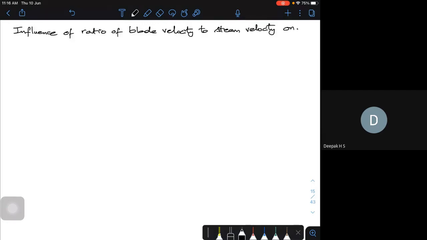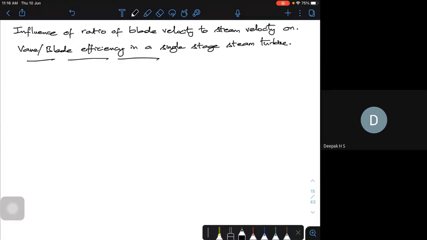So what is the influence on the blade efficiency, or vane efficiency, in a single stage steam turbine? This is what we need to look into. This is today's discussion for the topic.